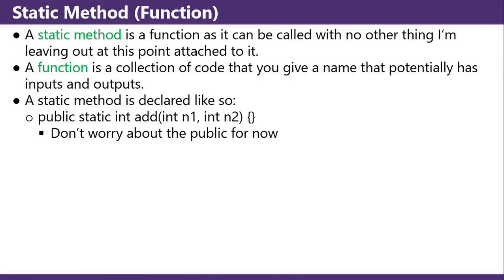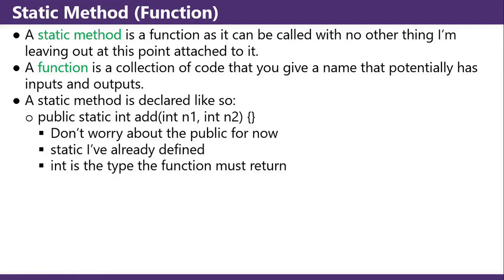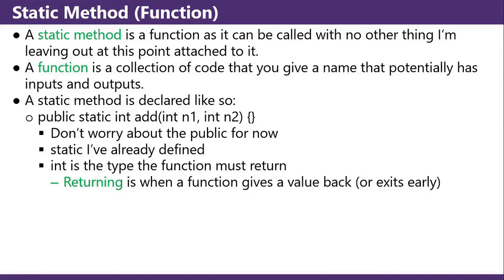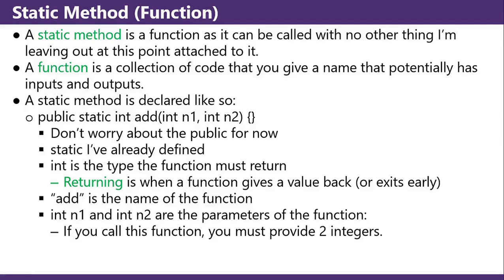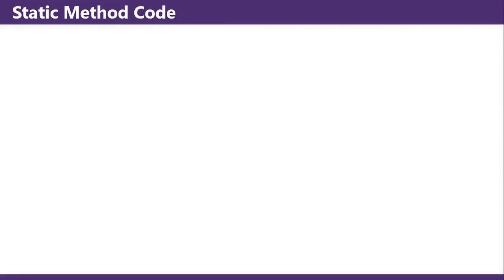Don't worry about the public for now. Static I've already defined. Int is the type the function must return. Return is when a function gives a value back or exits early. Add is the name of the function. Int n1 and int n2 are the parameters of the function. If you call this function, you must provide 2 integers.